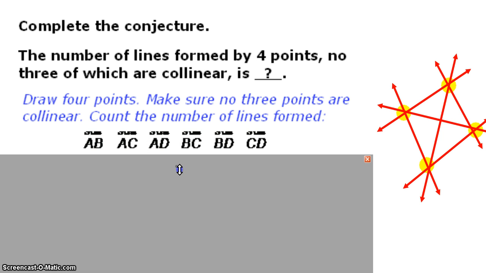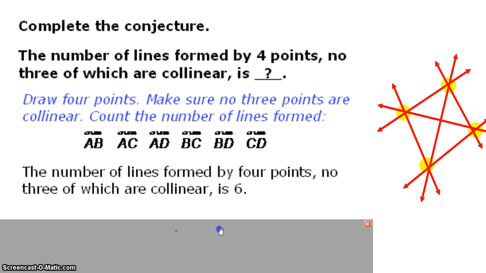So we did this test. You don't need to take this information down, but you could draw a picture like we did here. And we did find that 6 lines could be formed through the 4 points.